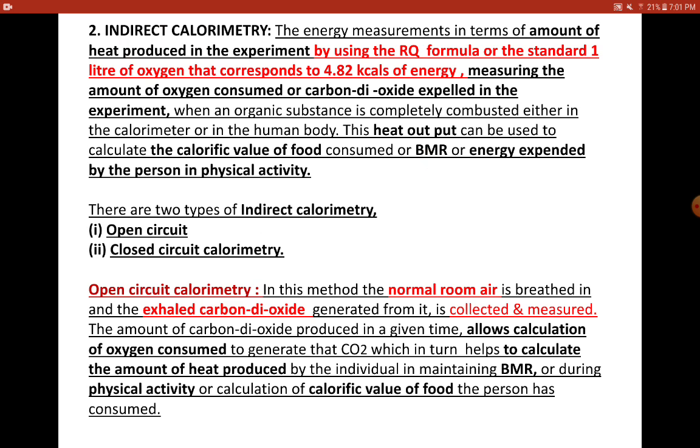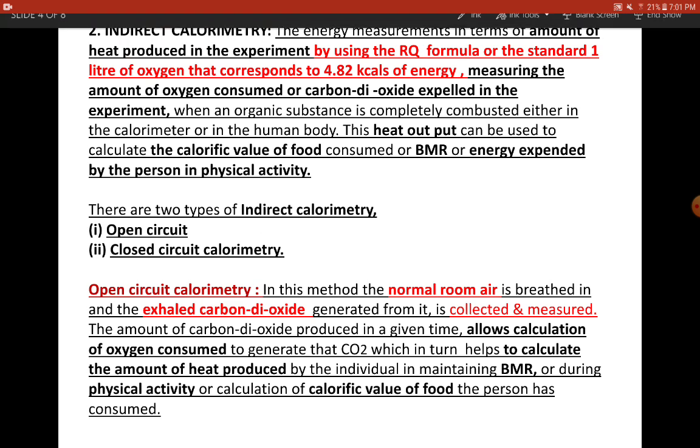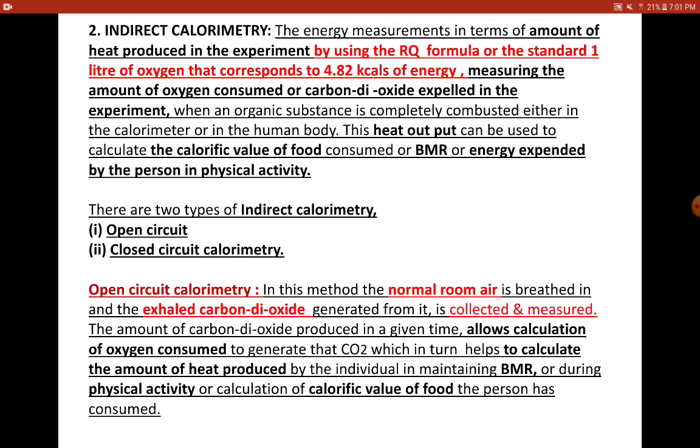Fine. So in indirect calorimetry, there are two types again. One is the open circuit and the other one is the closed circuit calorimetry. Now what does this open circuit calorimetry mean? Here is where I mentioned you need this RQ value, because the person is allowed to breathe in normal room air, wherein you don't have control over how much oxygen is being provided to the person. He is just breathing normally inside a room.